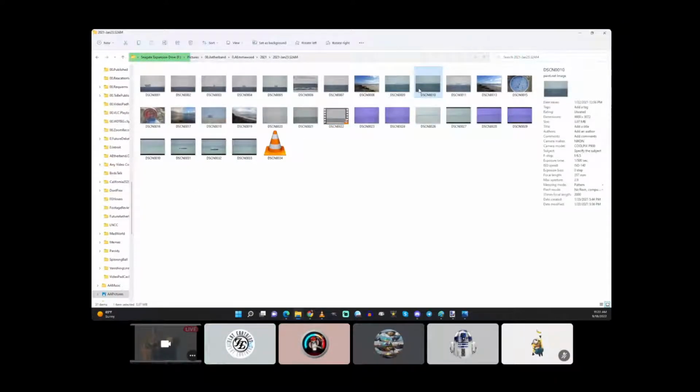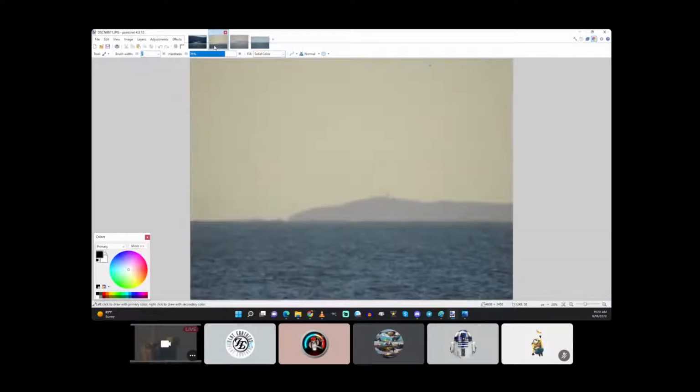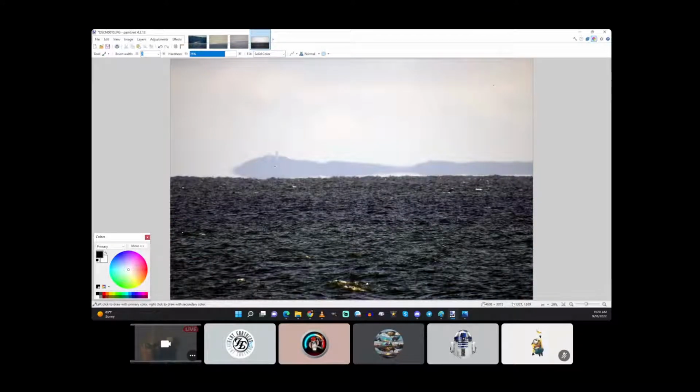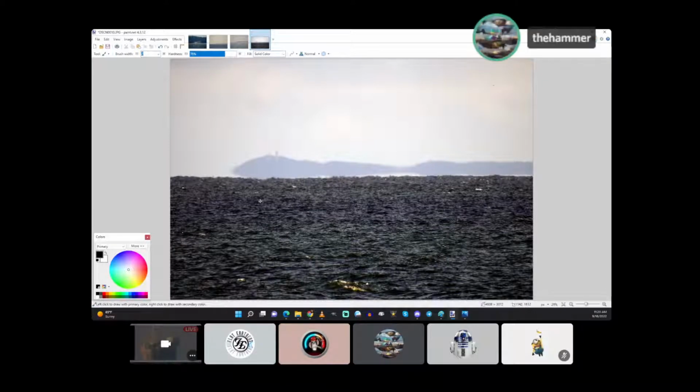Okay, here we go. All right, this is a little bit better, I suppose. Let me see if I can change the levels. Okay, can you see the lighthouse? I see the lighthouse. Okay.